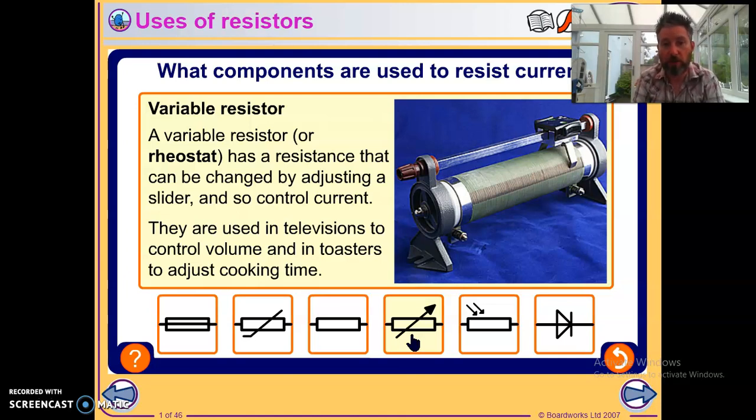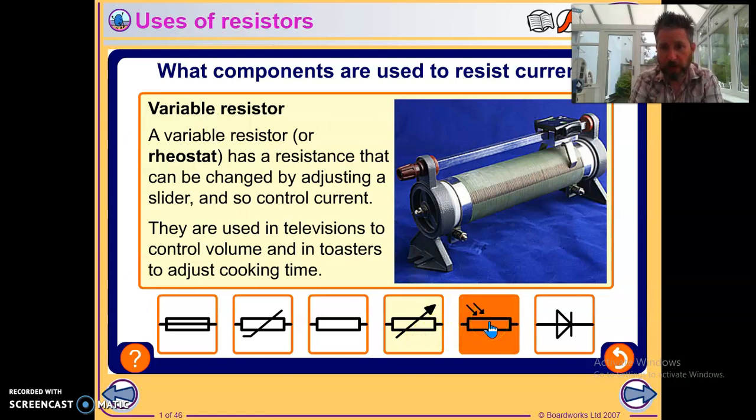So this is quite useful. We can use this for volume controls in TVs. This is also how toasters have a cooking time on them. So you can adjust the cooking time on a toaster, or you can adjust the brightness of a bulb, for instance, in a dimmer switch using this bit of kit here.